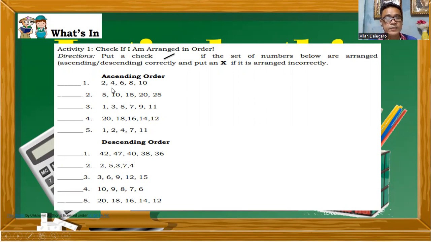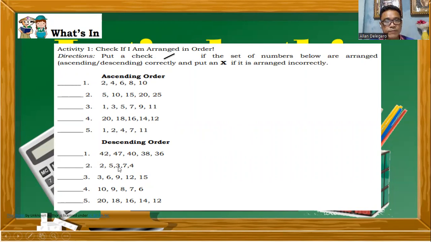This is ascending order. When you say ascending order, it is arranged from least to greatest, or from smallest to greatest. And descending order, it is arranged from greatest to least, or largest to smallest. Number 1, 42, 47, 40, 38, 36.